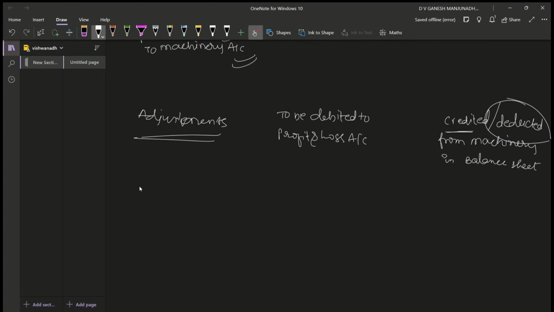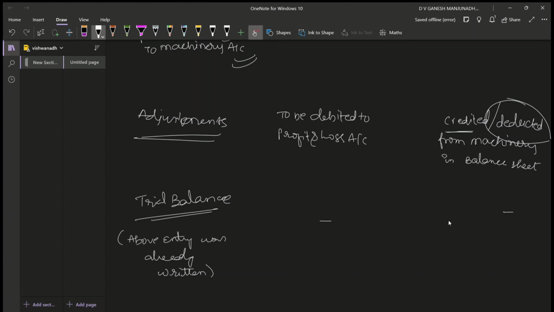But if it is given in trial balance, this entry would already be recorded. When it is given in trial balance, the above entry was already written, right? So there will be no adjustment in trading and P&L and also in balance sheet.